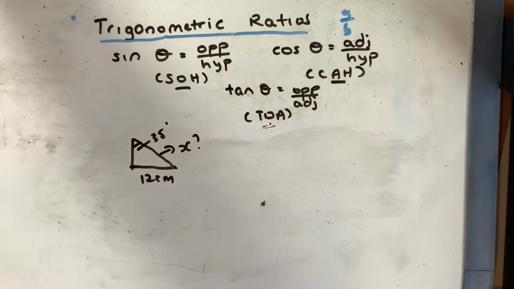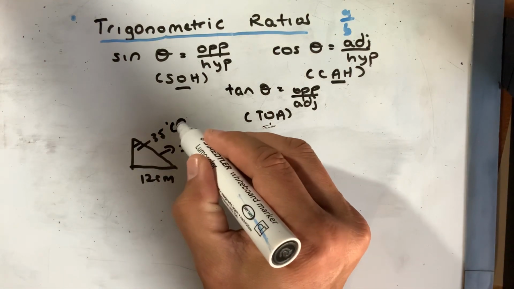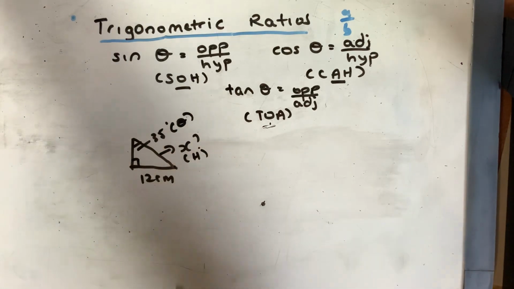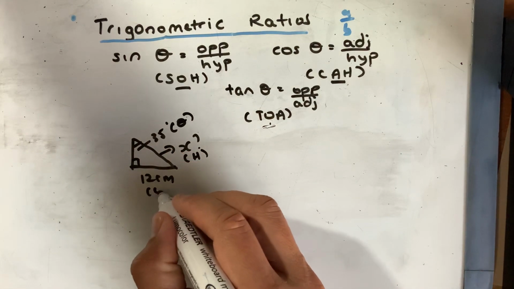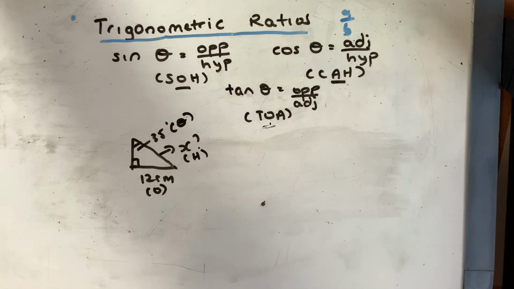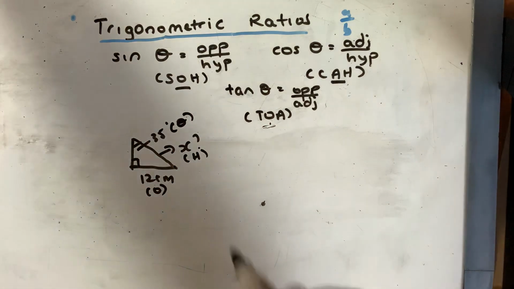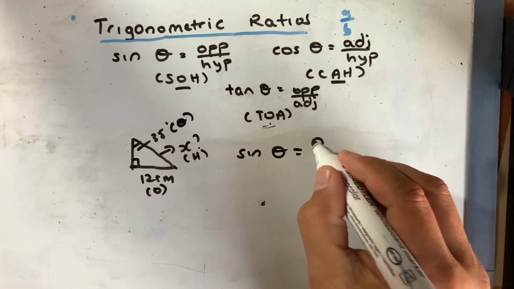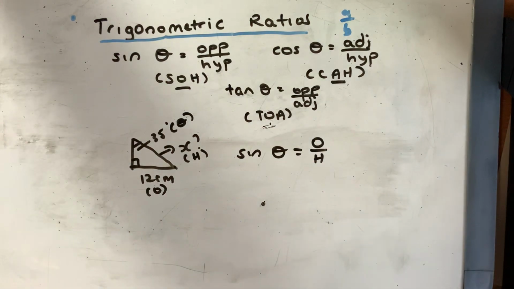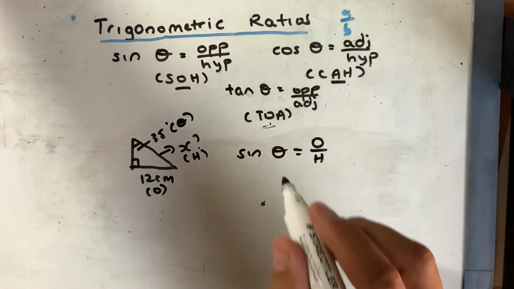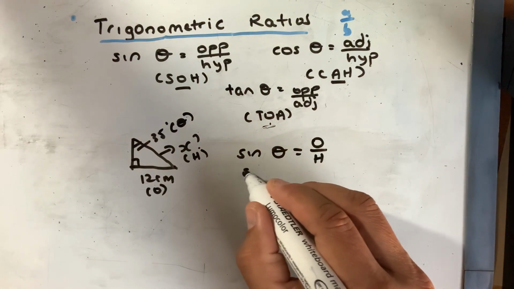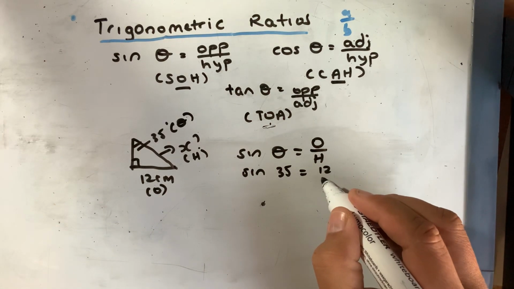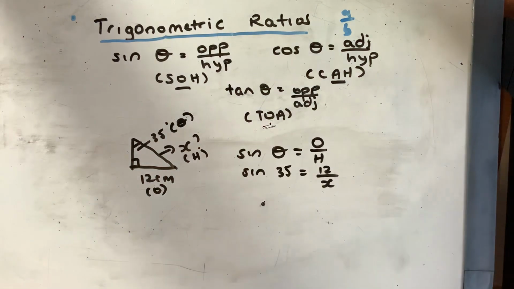So again, label them. That is theta. X has to be the longer side, so it must be H, and 12 is opposite the angle, so it has to be O. So which formula shall you use? We shall use the SOH formula. Sine theta equals O over H. Okay, good. Now we substitute. Theta is now 35, so sine 35, your opposite is 12, and now your hypotenuse is X.